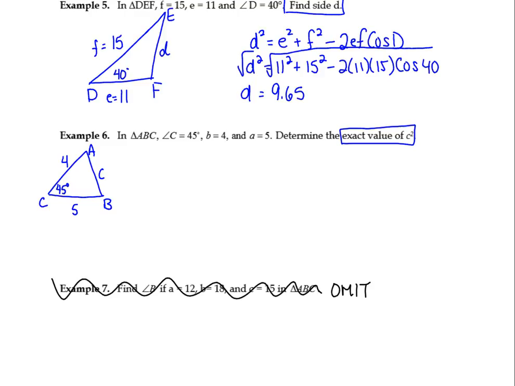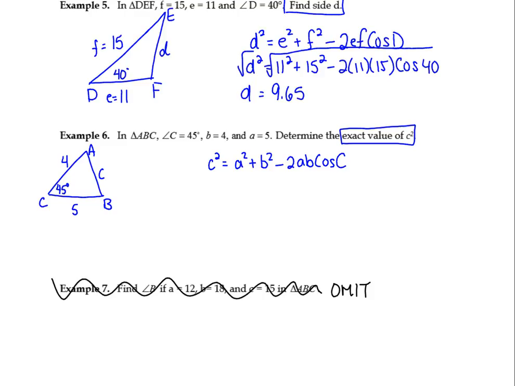Okay. So, C squared, let's make the formula for C squared. What would it be? C squared equals the other two sides squared, A squared plus B squared minus 2 times AB cos of C. Do I want to square root this? No. No, it's looking for the exact value of C squared. Not C, but C squared.